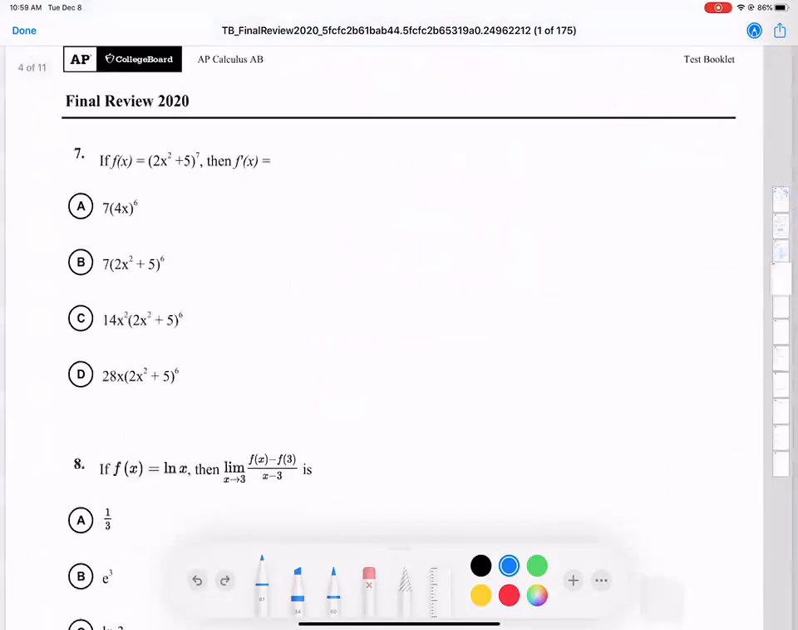All right. Taking the derivative of this, we need chain rule. So we take the derivative of the outside first. Leave the inside alone. And then you multiply by the derivative of the inside. Okay, there it is, the answer.